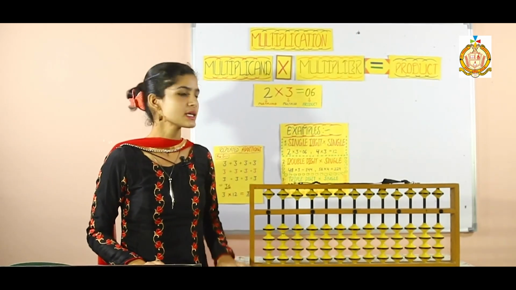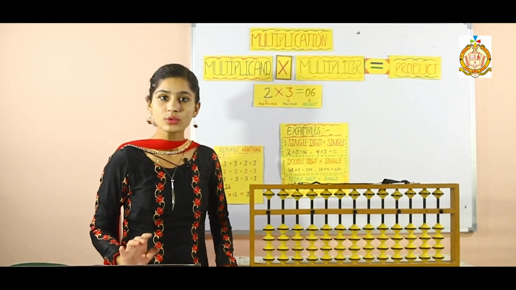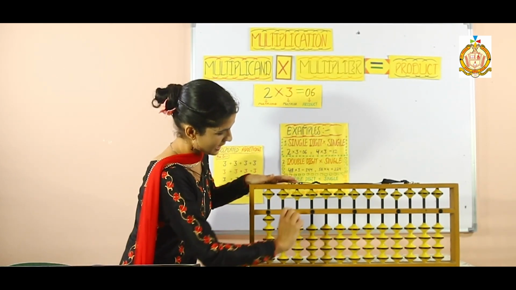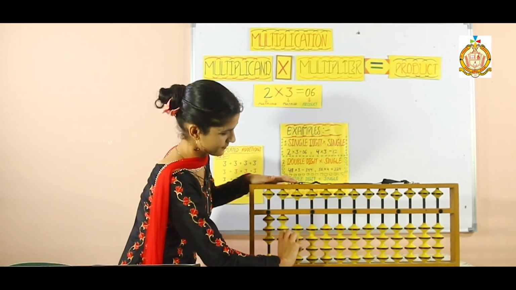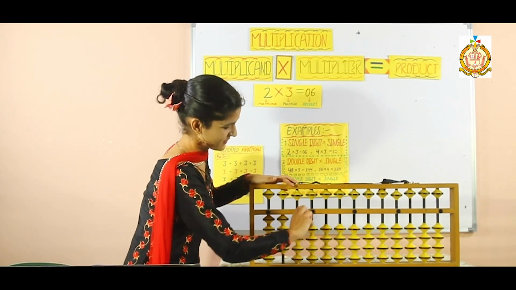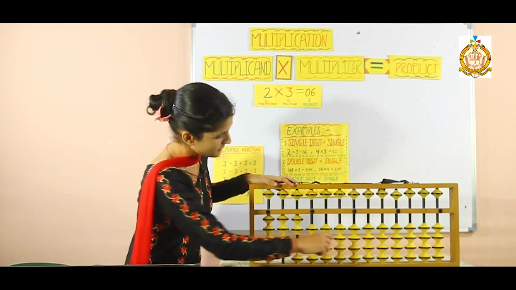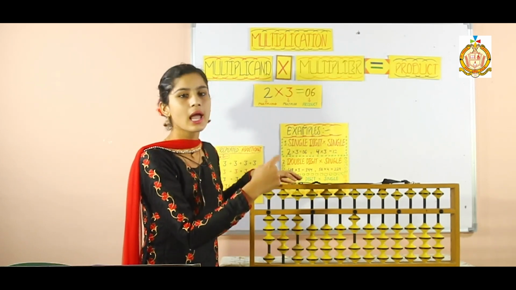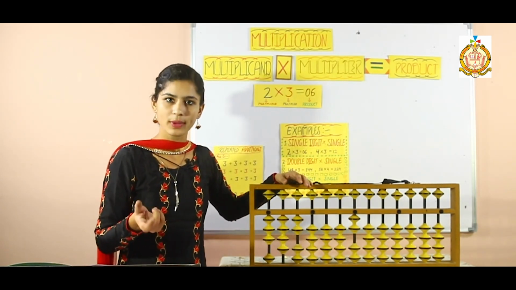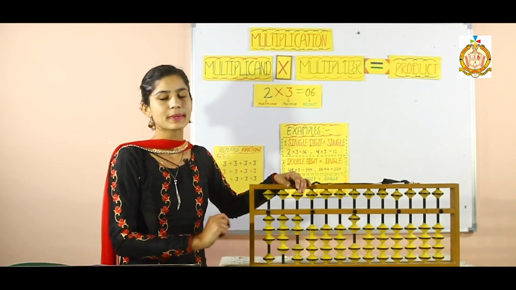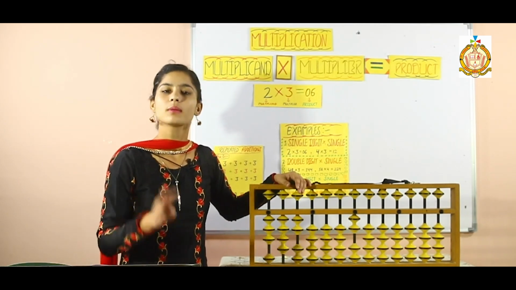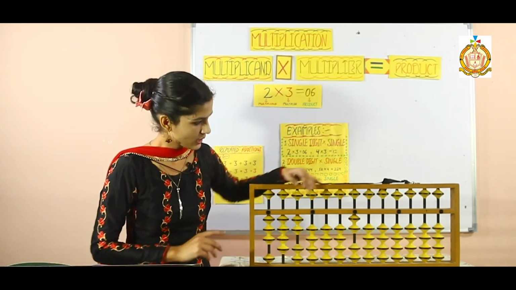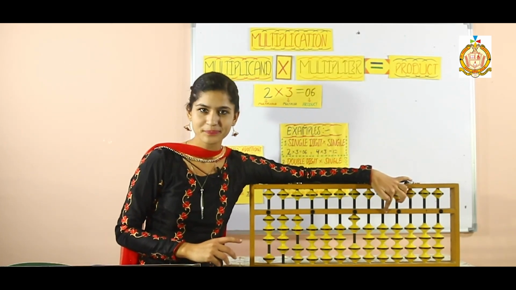Now your last sum is 342 into 2. 342 is your multiplicand. With the help of the thumb, add 342. 342 is added, and your multiplier is 2. First tell me in how many digits your product will come. It is clear that your multiplicand has 3 digits, so your product will come in 4 digits. It means 1 digit more than the multiplicand. Now place your finger on the fourth rod.